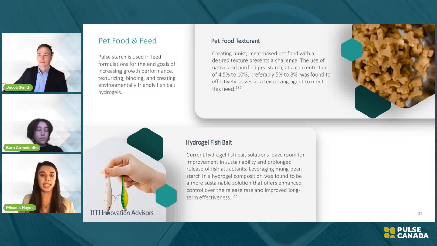And then the second example here is hydrogel fish bait. Essentially, this is the use of mung bean starch, in this case, to create a hydrogel that's used in a fish bait composition. Not only did the use of pulse starch enable a more biodegradable and environmentally friendly solution for fish bait production, but it also, like we saw within the pharmaceutical space, helped to control the release rate of that bait, making the fish bait last longer. So a very unique end application, leveraging, again, multiple advantages of pulse starch.